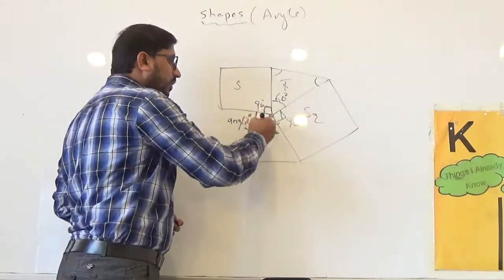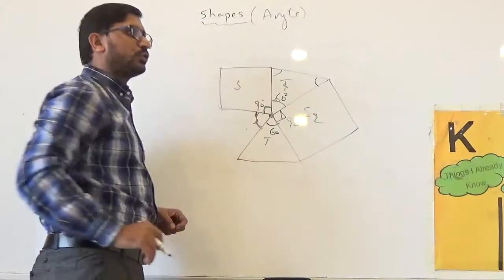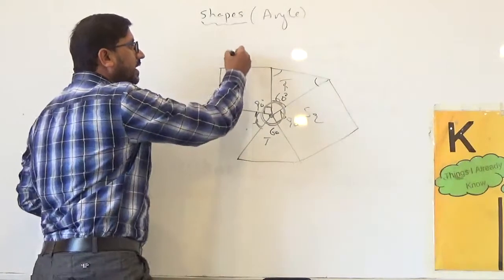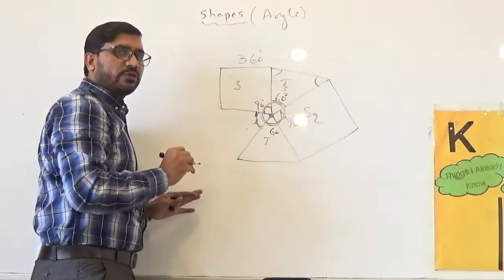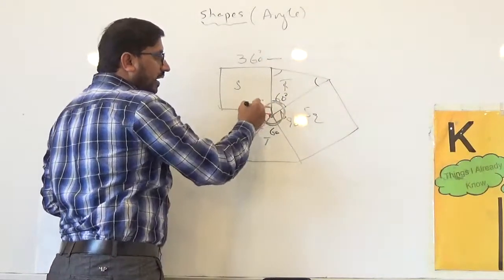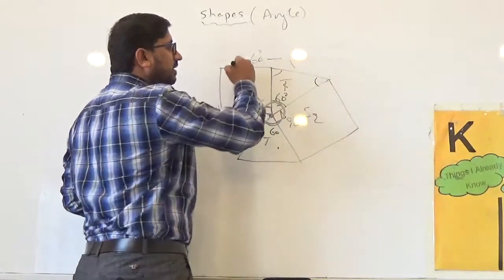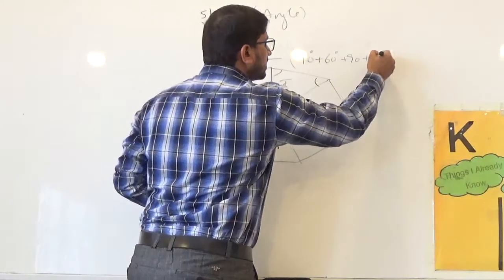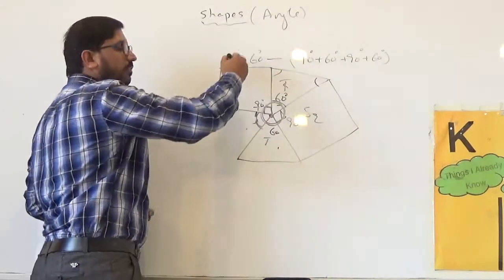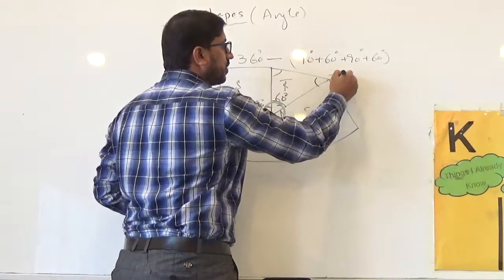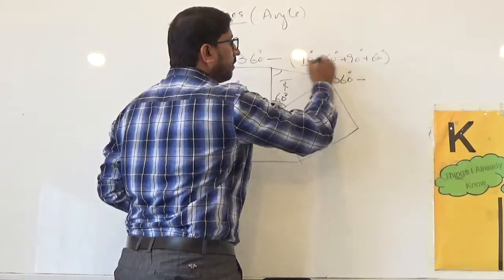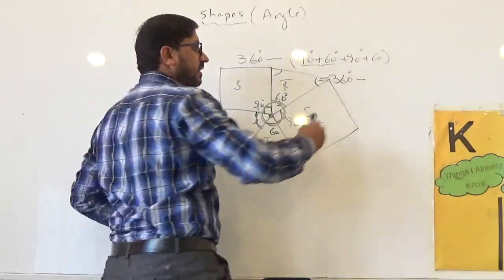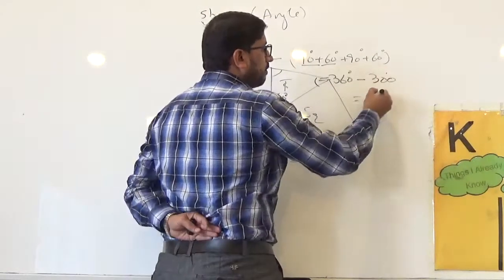So what is the remaining angle for this portion? This is a complete angle, and the complete angle is 360 degrees. So we add these four angles and subtract them from 360. This is 90 plus 60 plus 90 plus 60. It's 360 minus: 90 plus 60 is 150, 150 plus 90 is 240, 240 plus 60 is 300. So your remaining angle is 60 degrees.